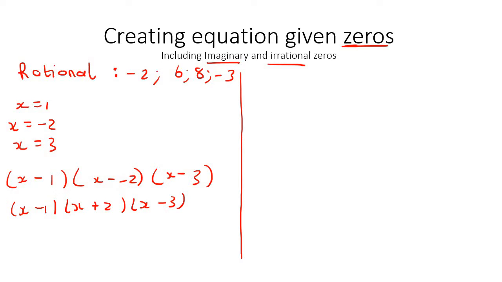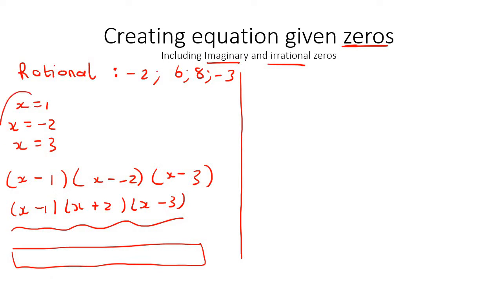And then you would just go ahead and multiply out the brackets, and it would give you an answer over here. So we were able to take the zeros, which are like answers. Remember, zeros is just the answers. It's just a weird name that they give it. And we turned it into an equation. But in this lesson, we're going to be looking at imaginary zeros.